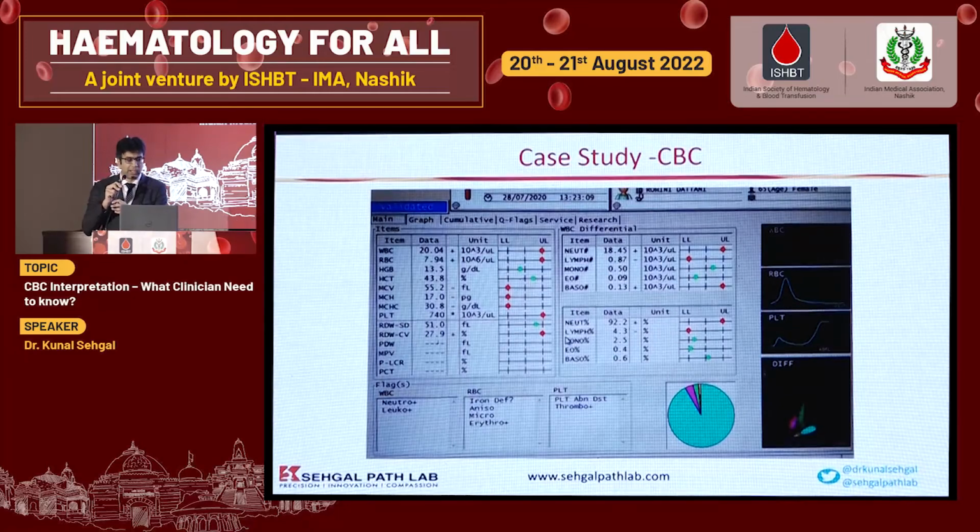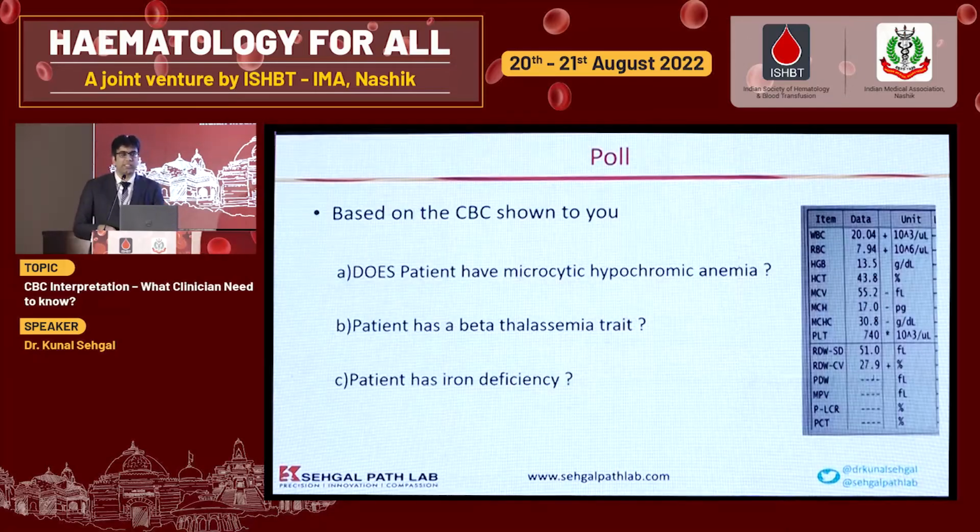Again, we'll try and keep it interactive. So this patient has a hemoglobin of 13.5, a high platelet count of 740,000, and a high WBC count of 20,000. Okay. So some questions for the audience. We start with the first one. Does the patient have microcytic hypochromic anemia? Yes. So I'll break the question. Does the patient have anemia? Male patient, hemoglobin 13.5.